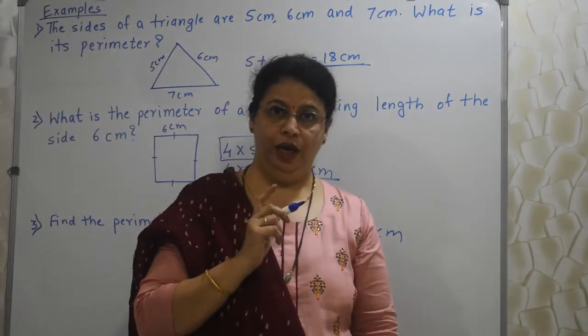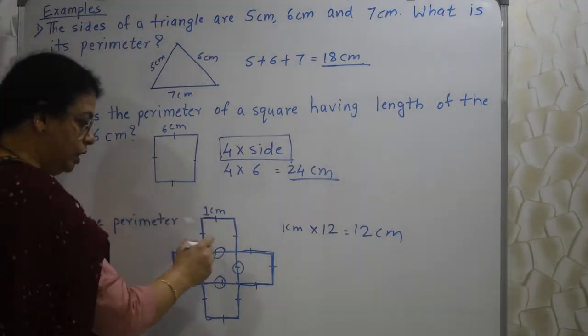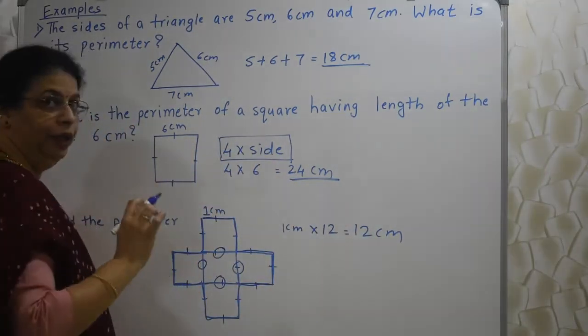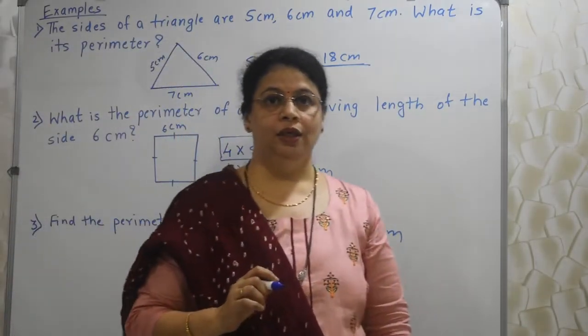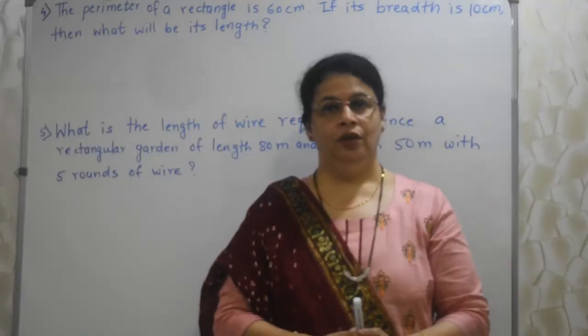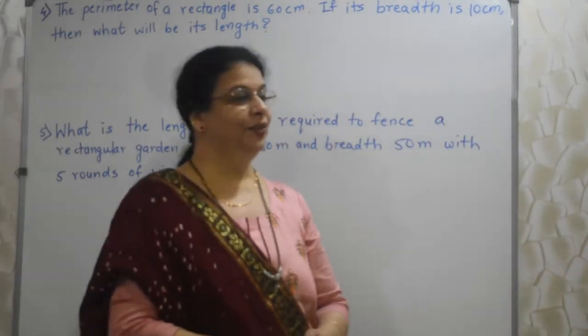Be careful. The answer is not 16, even though 16 small lines are there. Only 12 is the perimeter. Okay, students, let us take a few more examples.